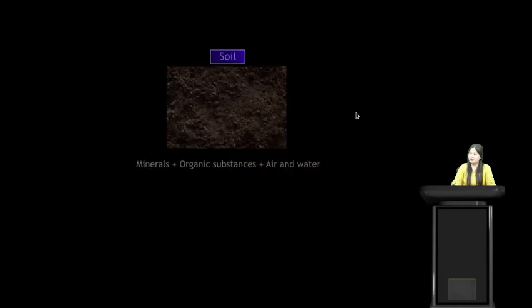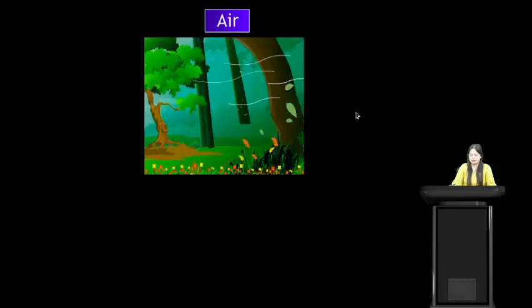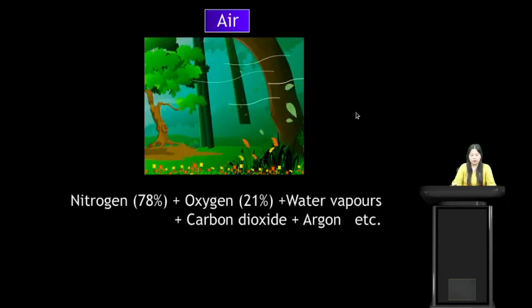Another example we have here is the air around us. The air that we breathe is also a mixture. It consists of different gases like nitrogen, oxygen, water vapors, carbon dioxide, argon, etc. And out of the different gases present in the air, nitrogen constitutes 78%, oxygen constitutes 21%.